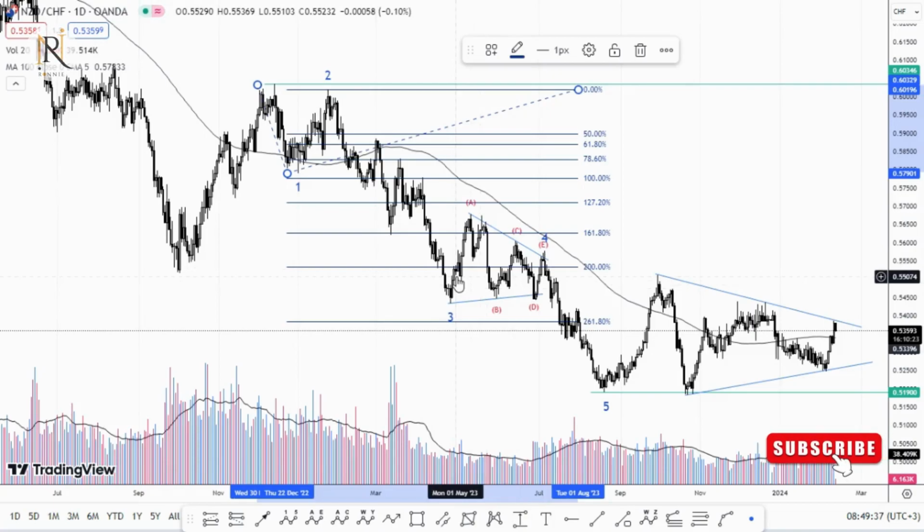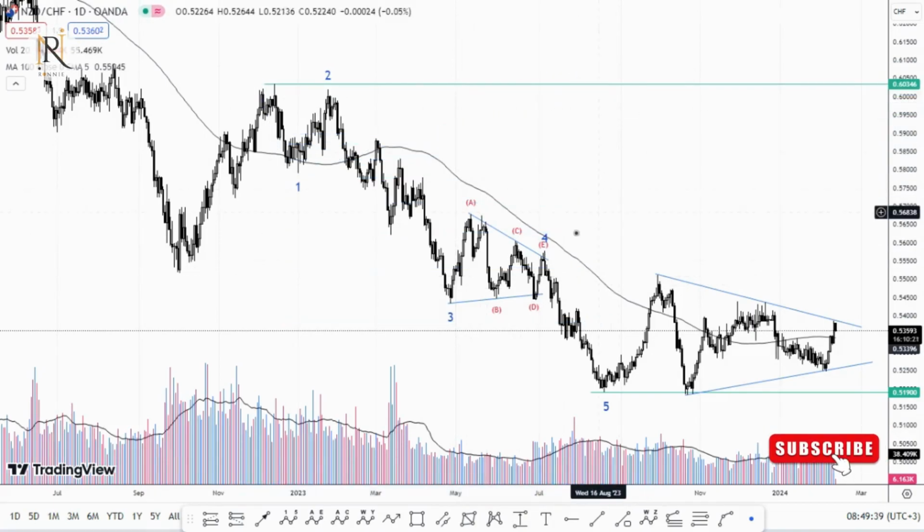After wave 3, what we have is the correction, that is a triangle. You cannot have your triangle trade in wave 2. Rarely will you have a triangle in wave 2. Triangles always form around wave 4. The reason why triangles form around wave 4 is because of the activity that has happened in wave 3.